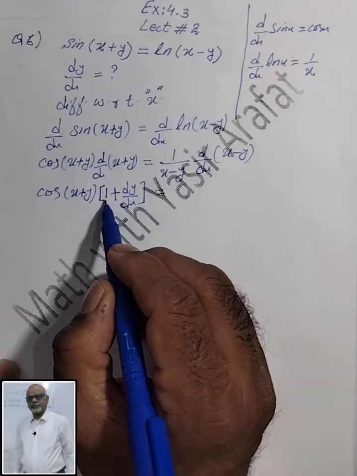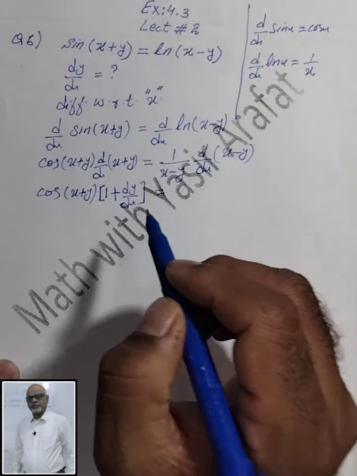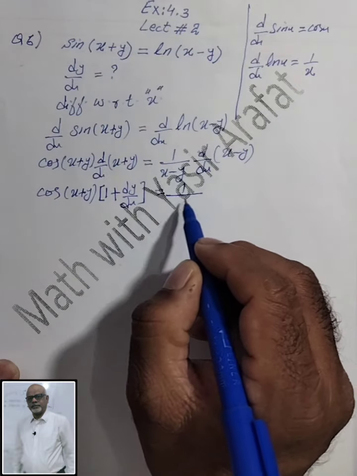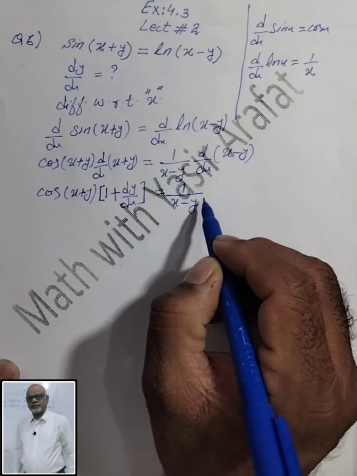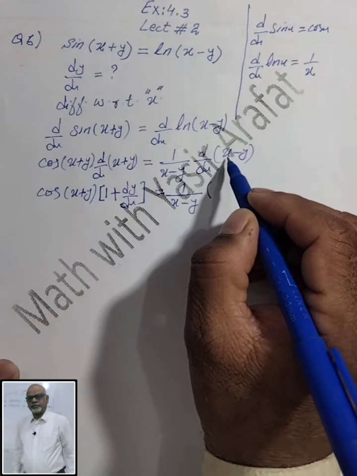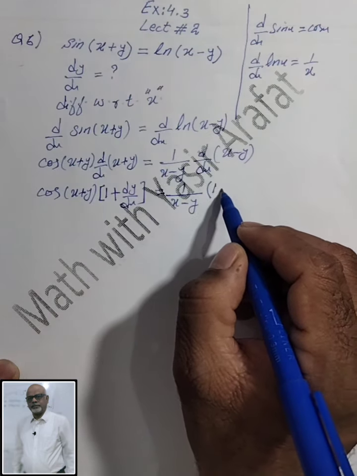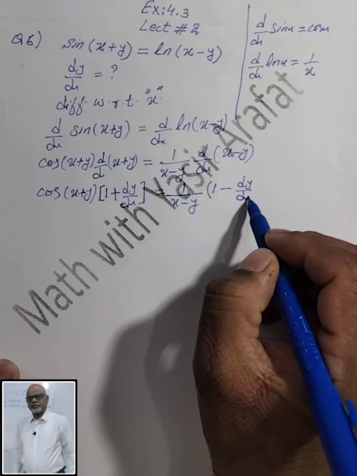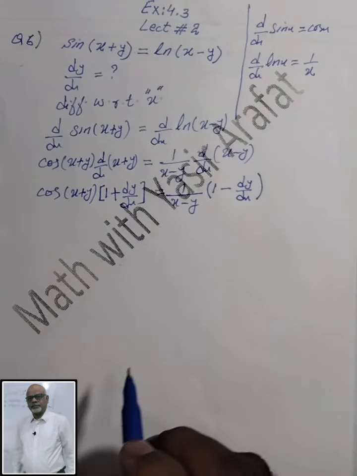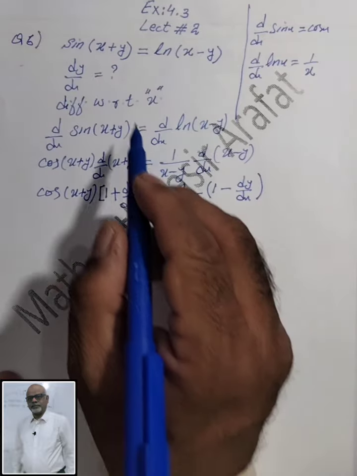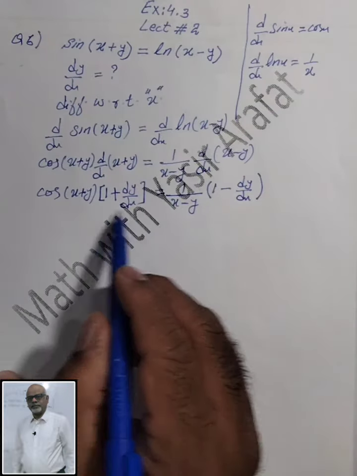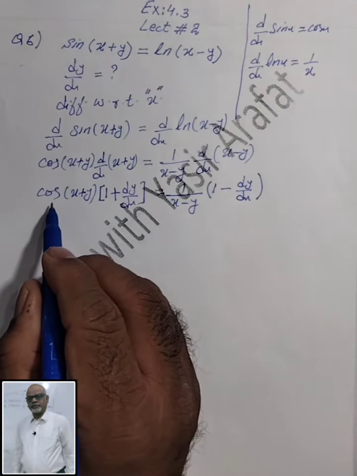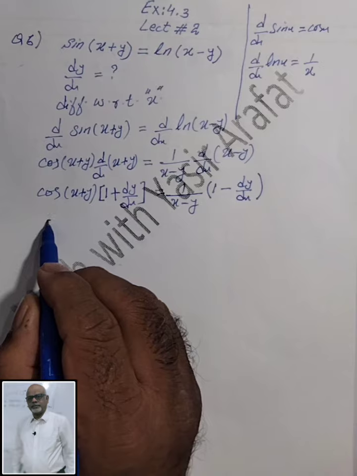Derivative of x is 1 and the derivative of y is dy over dx. Now this is x minus y. Again here the derivative of x is 1 and the derivative of y is dy over dx. So here we have to find dy upon dx. So we have to separate dy upon dx on the left hand side and the right hand side. So we just have to perform the simple multiplication here.